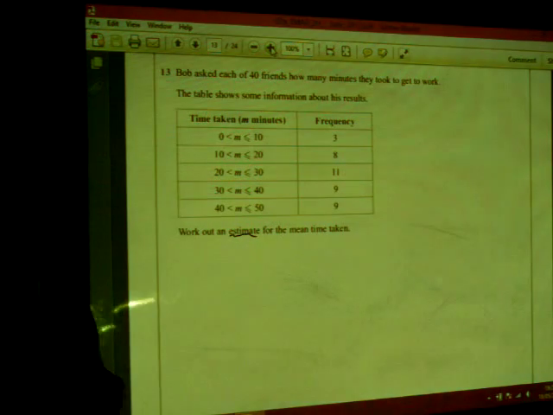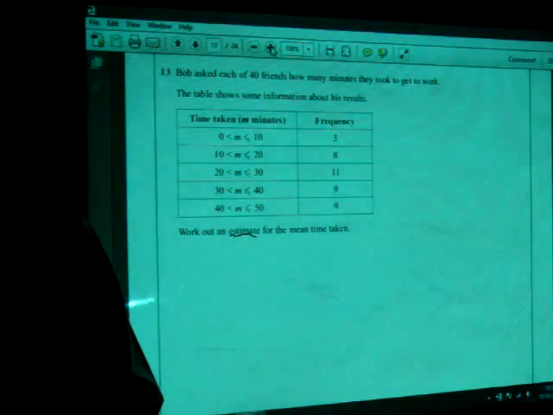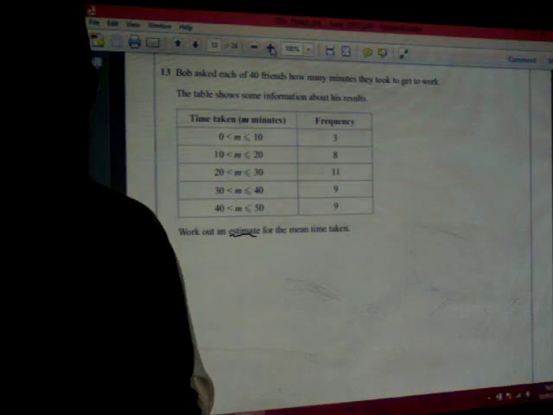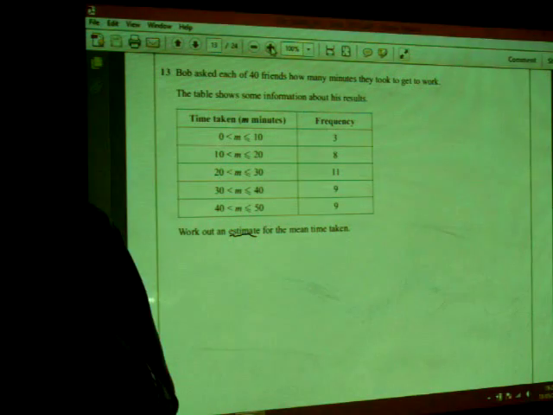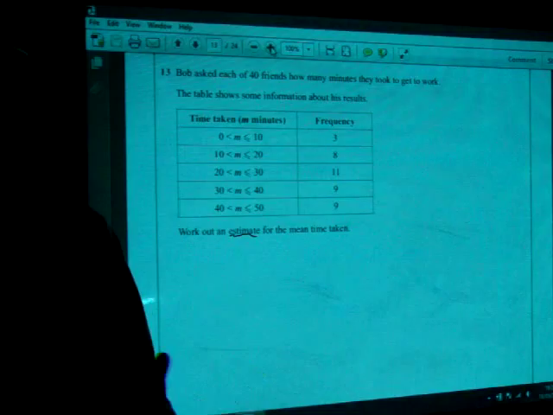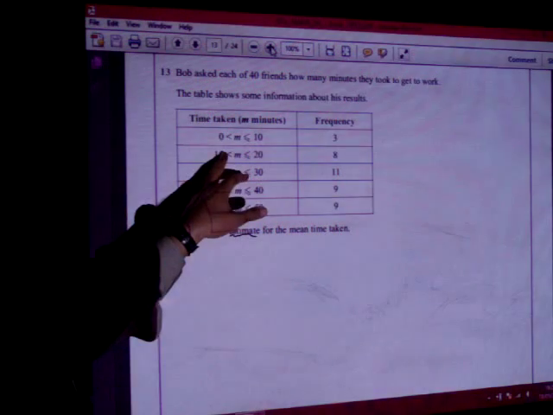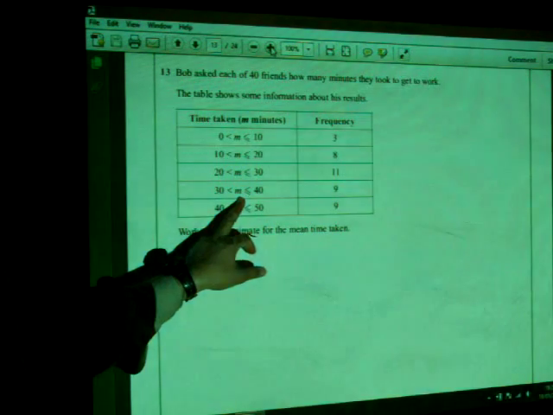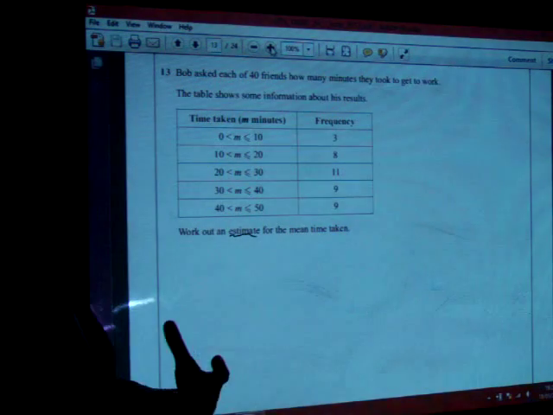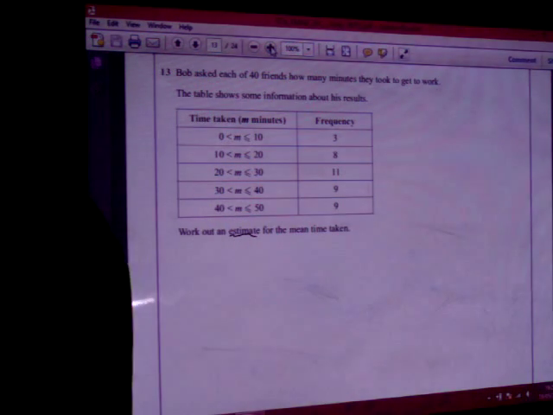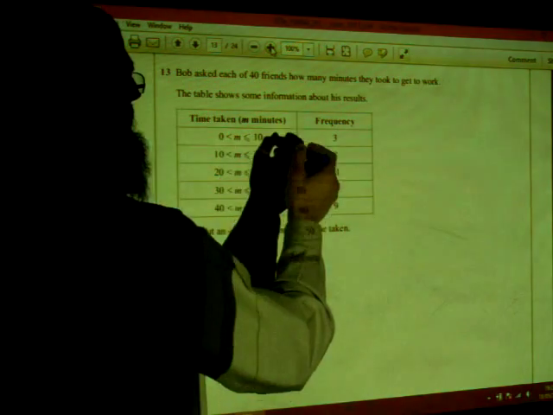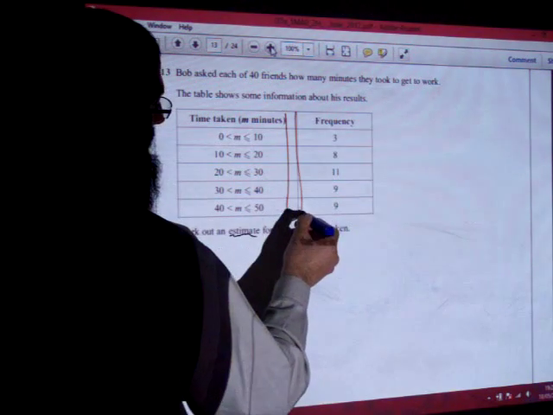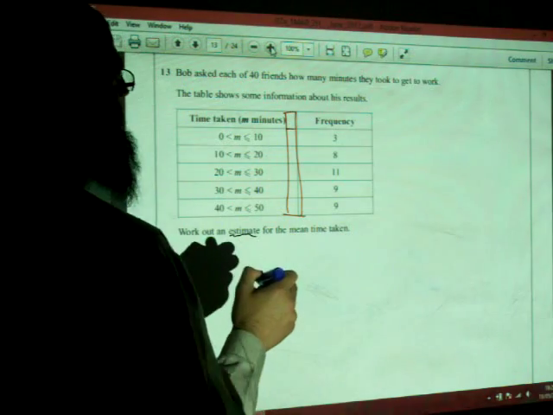Students here read the word estimate and they think we have to guess the answer. You do not guess the answer. Estimate means roughly what the calculation will give us. If we had a frequency table with discrete values, it'd be nice and straightforward. We've got a range, so which value do we multiply by? What do we need to do first? We need to make a little column here.